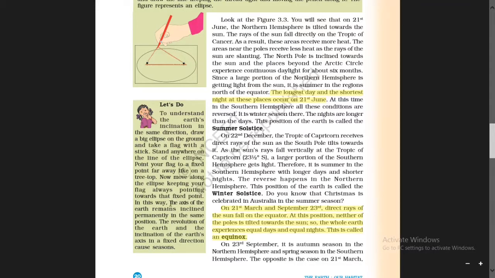In this way, the axis of the earth remains inclined permanently. So it remains permanently inclined in the same position. The revolution of the earth and the inclination of the earth's axis in a fixed direction cause seasons.